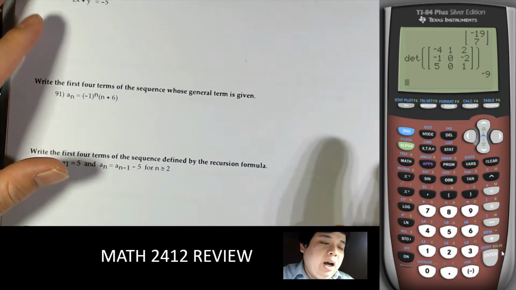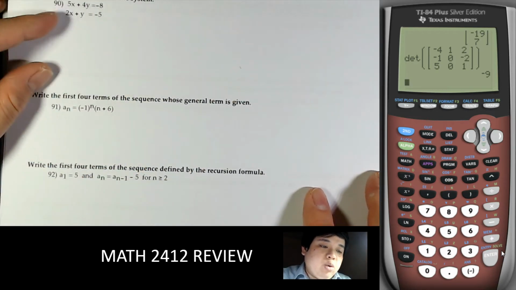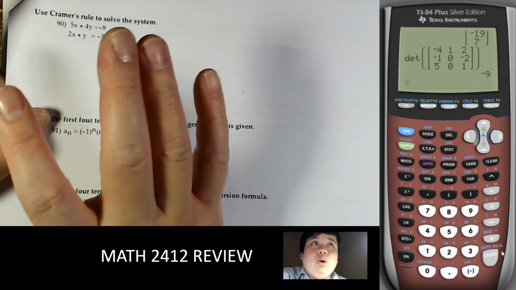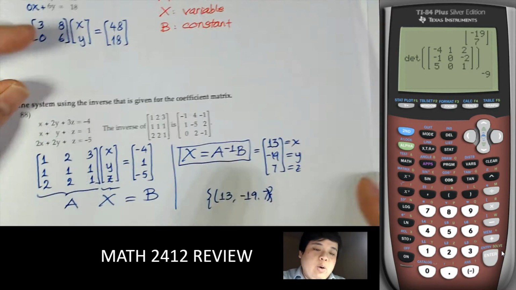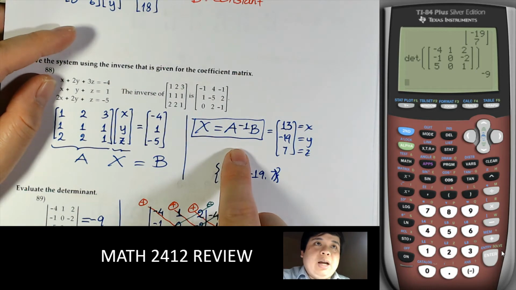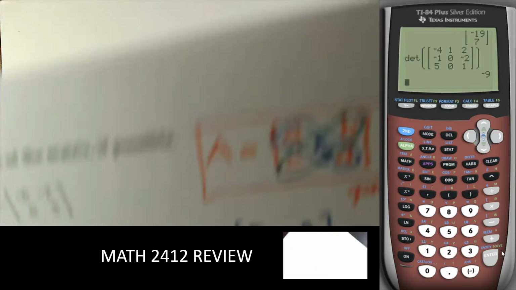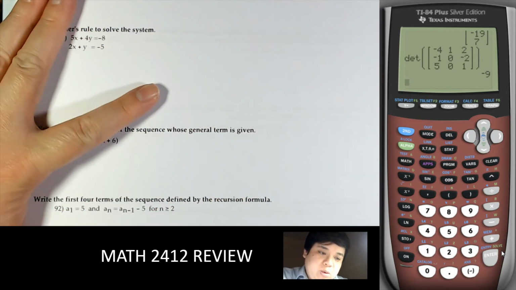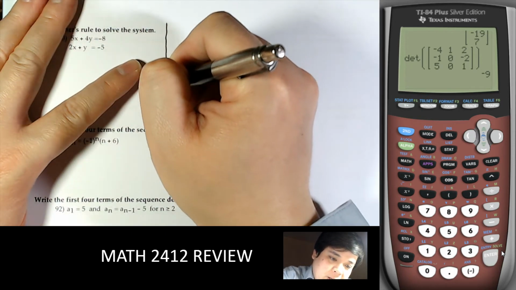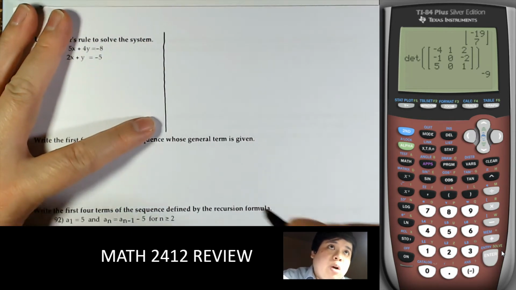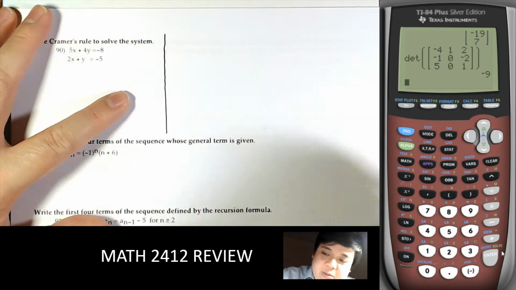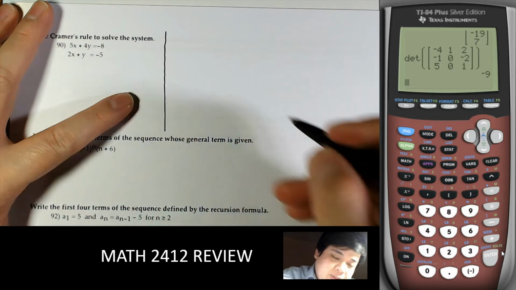Right, next, use Cramer's rule to solve this system of equations. If you don't want to use Cramer's rule, we can also use the matrix equation like this. Works perfectly. It should be the same. But in this case, we're going to use Cramer's rule. So for Cramer's rule, we need to have the 3 determinants.